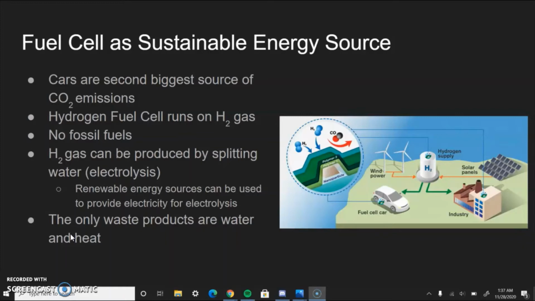Fuel cells also don't require fossil fuels to produce energy. They run entirely on H2 gas, although it is true that electricity is required for electrolysis in order to produce H2 gas, and that electricity probably comes from fossil fuels, but renewable energy sources such as windmills can be used to provide the electricity needed for electrolysis.